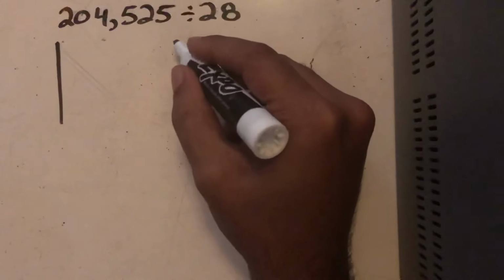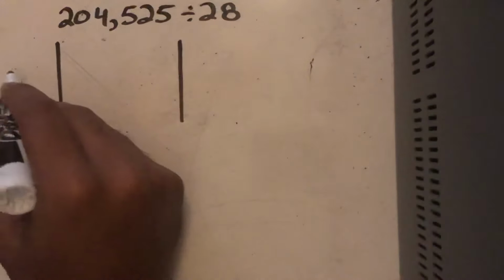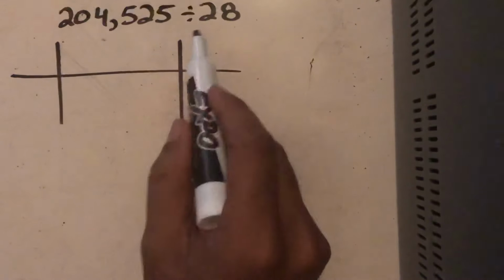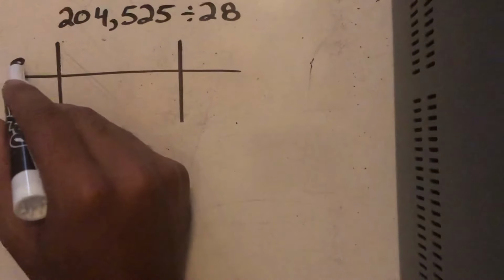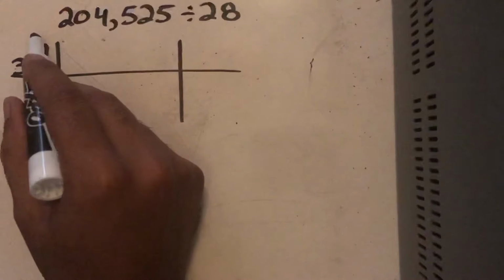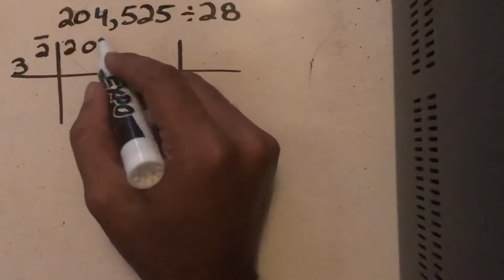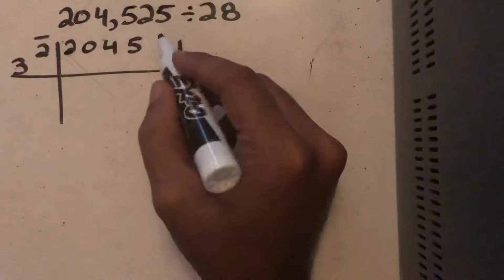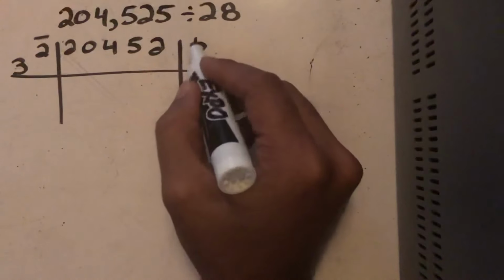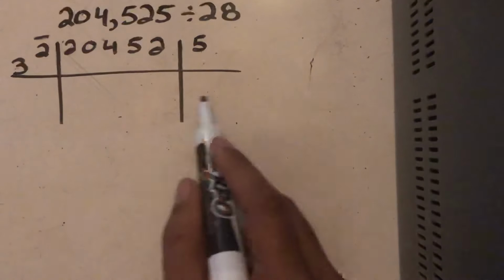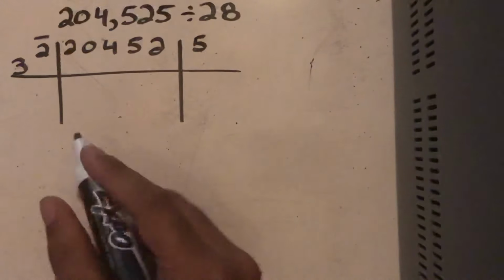Two vertical lines, a horizontal line, and instead of putting 2, 8, I'm going to put 3 and then a vinculum 2, because that represents 30 minus 2. Then I put my 2, 0, 4, 5, 2. I only have one number here because I have one flag digit, so one number here. This is going to be my quotient. This is going to be my remainder.